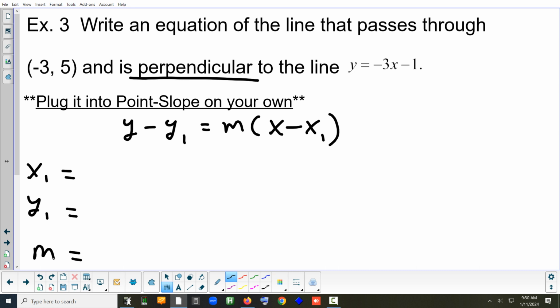Okay, so let's read the problem and see if we know any of them. Do they give us the x1? -3. Yeah, the x1 is the number before the comma, so that's -3. How about the y1? 5. The number after the comma. Okay, and now, what's the slope that they gave us? -3. Right, they gave us a slope of -3.